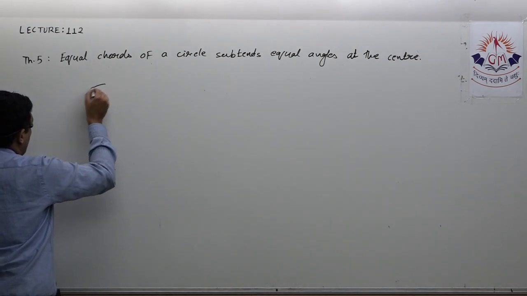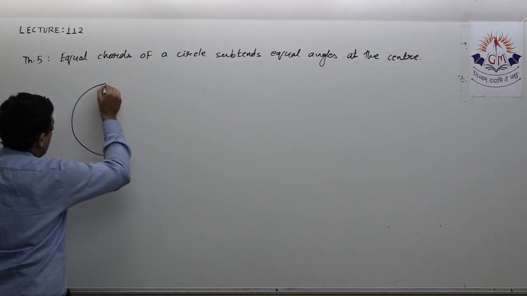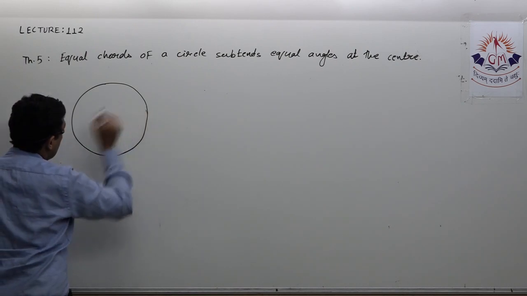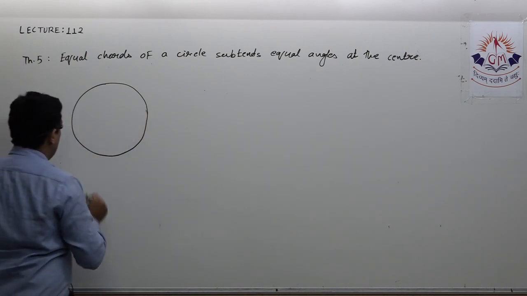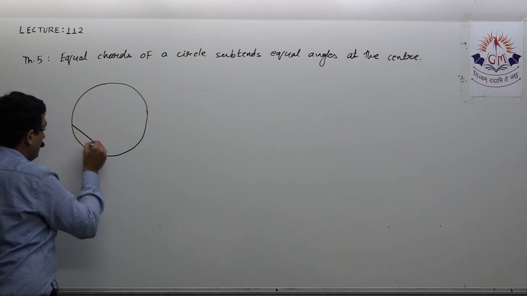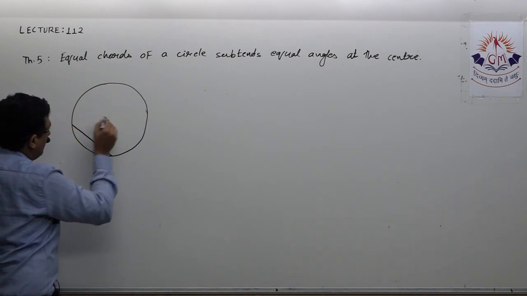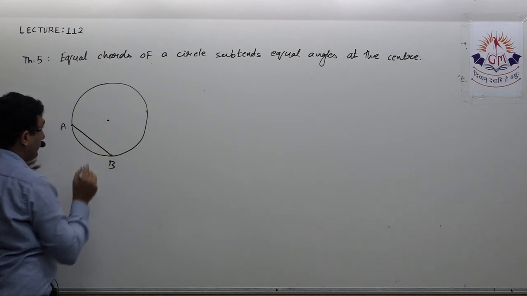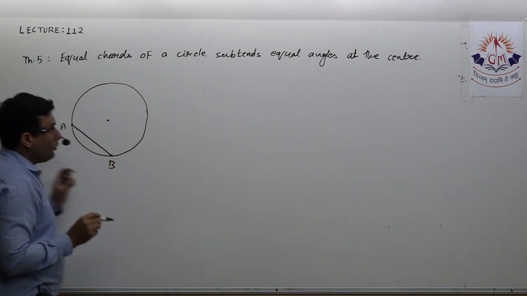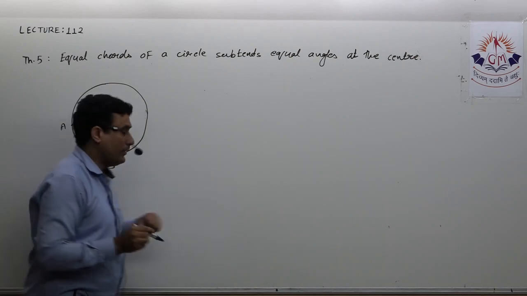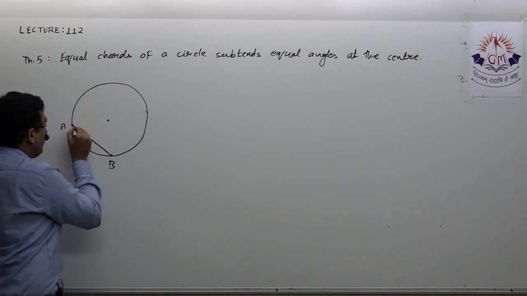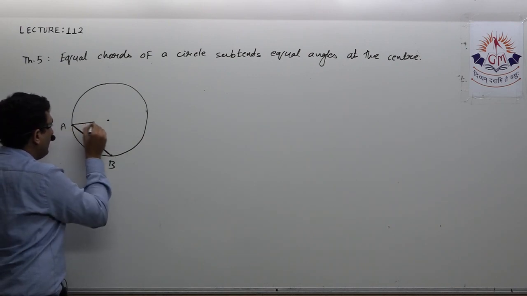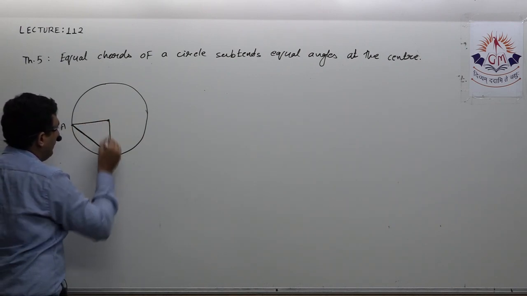Okay, now what is the meaning of subtending an angle? First of all, we'll understand that. Subtending an angle means, suppose we have a chord AB. Now, according to the theorem, if there are two chords, then they subtend equal angles. Chord AB, the angle subtended by chord AB at the center is angle AOB.